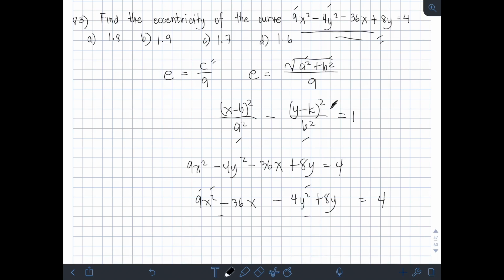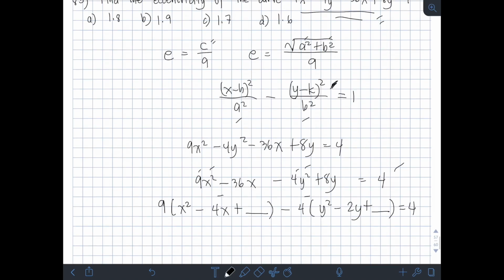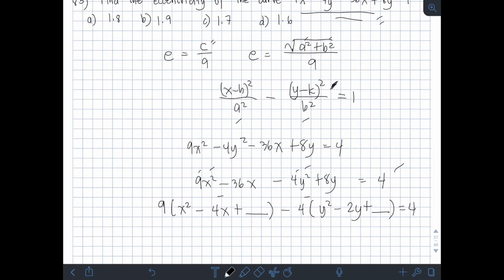So, sa x squared, meron tayong 9. Factor out ko muna. 9 times x squared minus 4x. Then, mag-iiwan tayo ng plus blank. Yun yung i-add natin para makomplete yung square ni x. Okay? Then, minus yung 4 din. Factor out ko sa y squared. So, 4 times quantity y squared minus 2y plus blank para dun sa i-add natin para makomplete yung square ni y, then equal 4. Okay? So, paano natin mahanap yung i-add na term? So, dito muna tayo sa x.